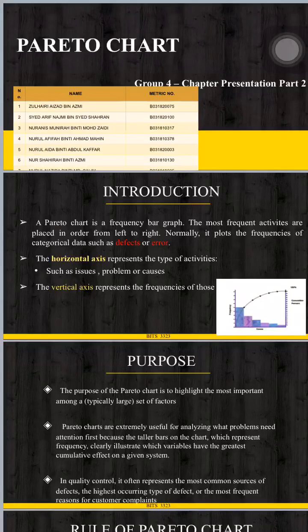Today I will present about Pareto chart from Group 4. As for introduction, a Pareto chart is a frequency bar graph. The most frequent activities are placed in order from left to right. Normally, it plots the frequencies of categorical data such as defect or error. The horizontal axis represents the type of activities, such as issue, problem, or cause. The vertical axis represents the frequency of those.